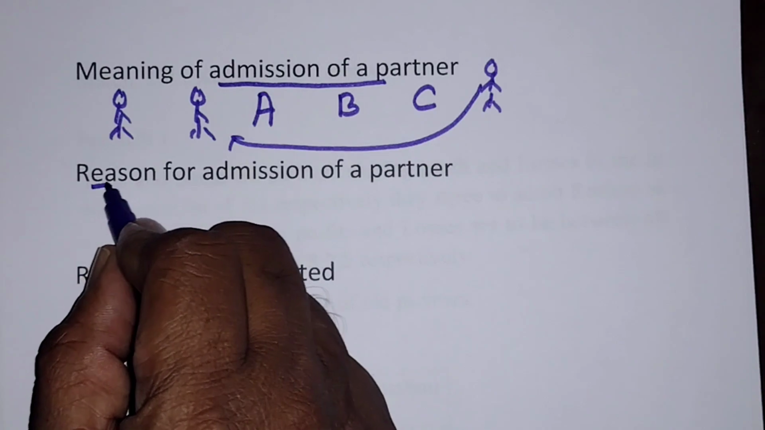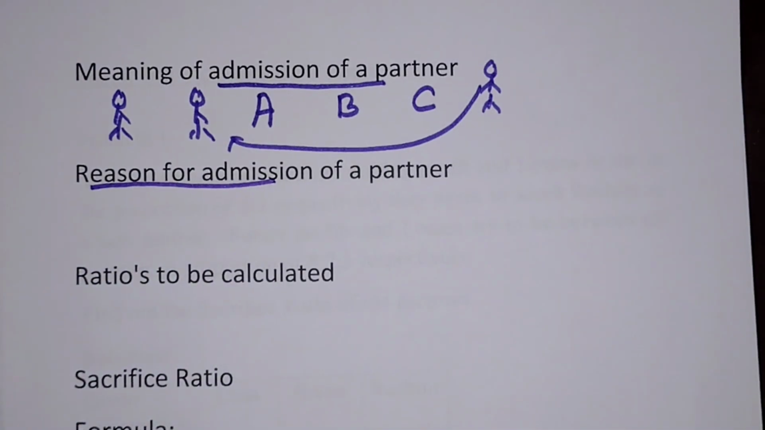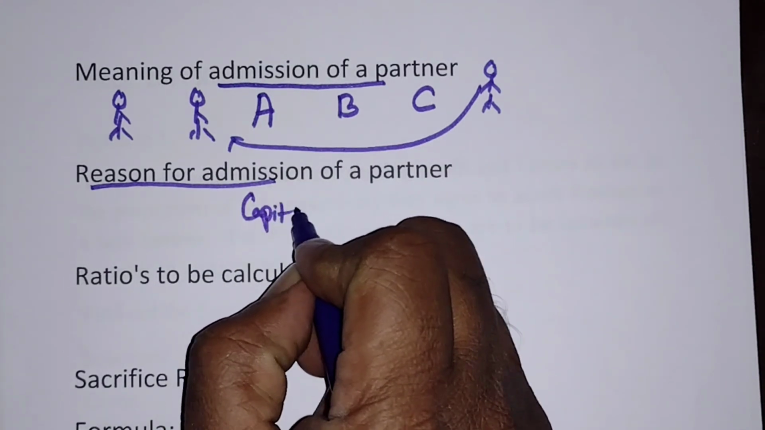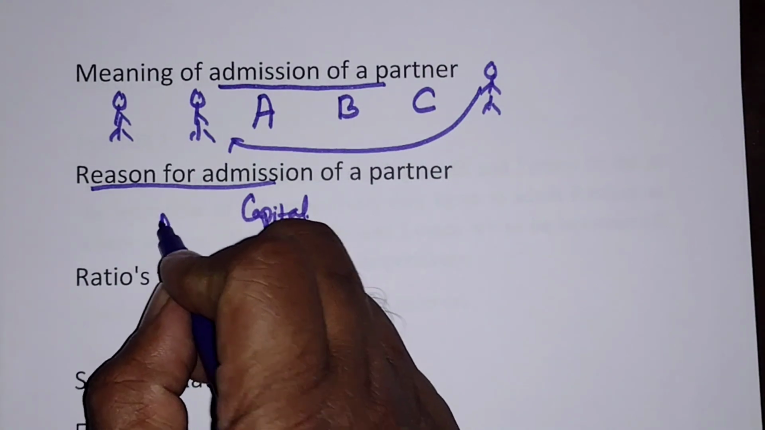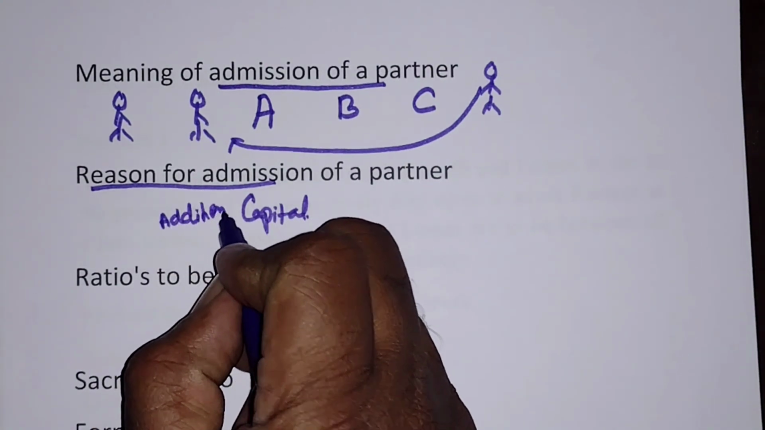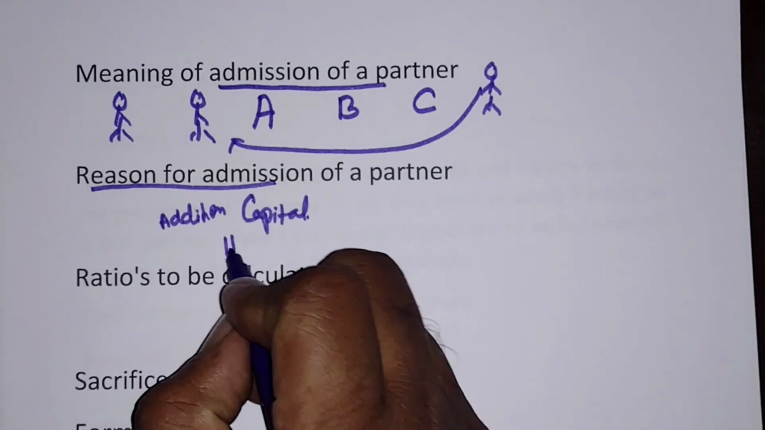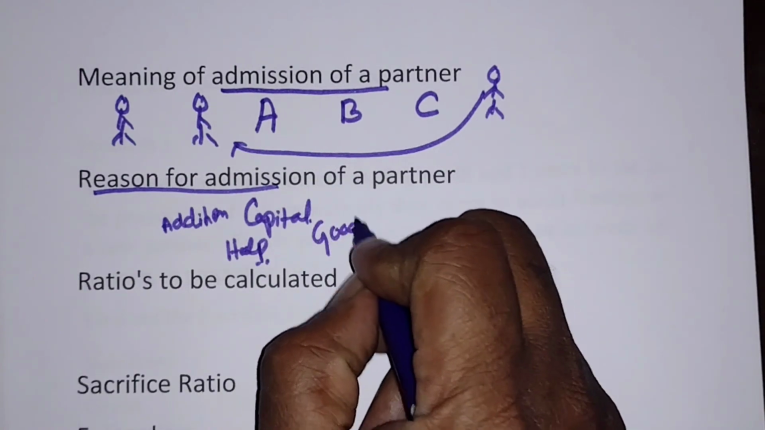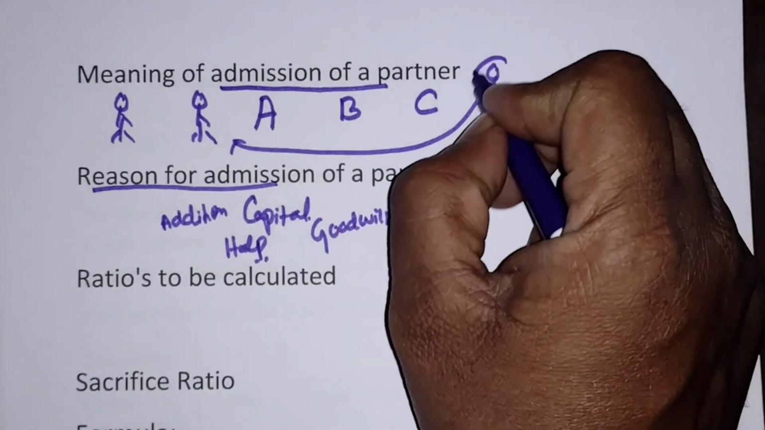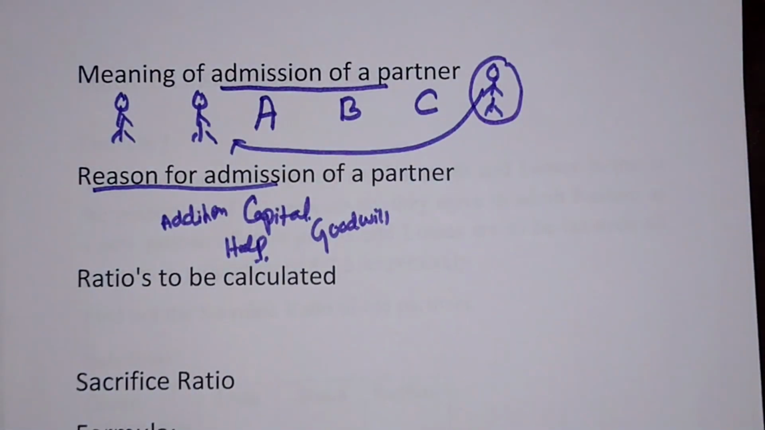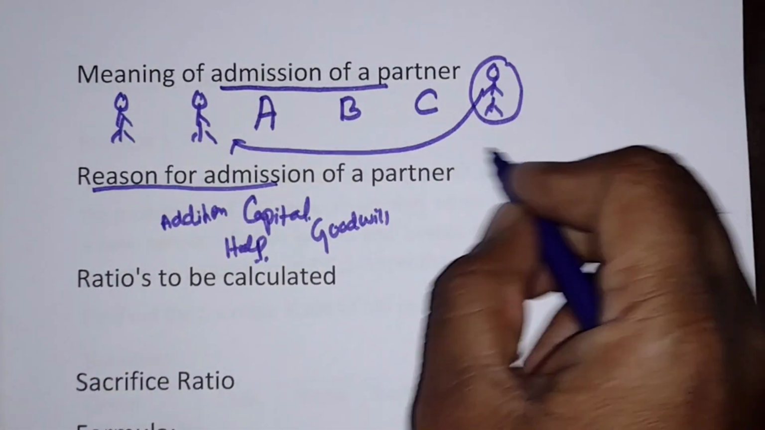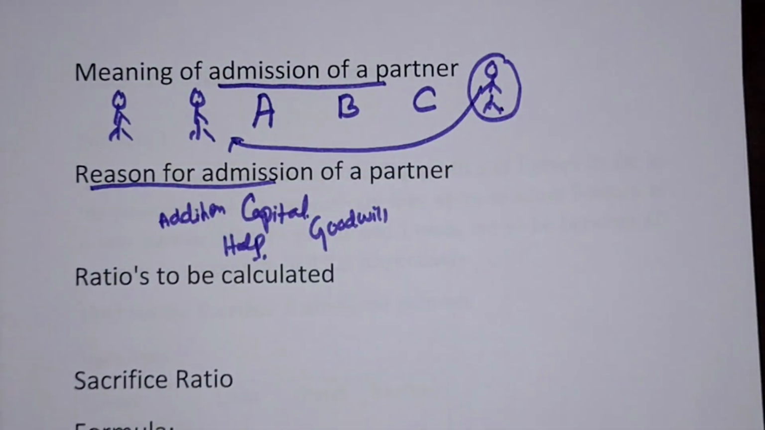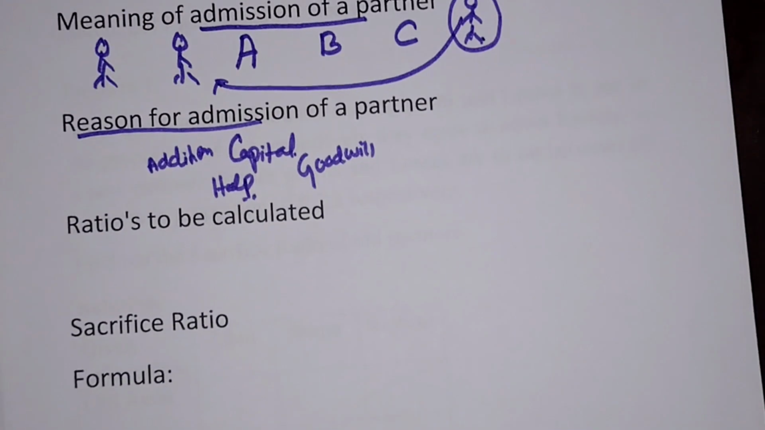Why do they want to appoint a partner? There may be many reasons. Maybe insufficient capital, so that another person will bring the additional capital. Or else they want the help of another person for managerial ability. Or maybe for the purpose of goodwill. This person's name will be a very reputed name in the society, so they will call this person into their business, because of whom the business may increase. Maybe one or another of these reasons.